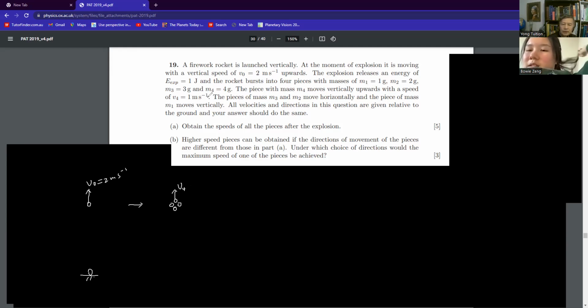And mass 3 is horizontal. The pieces of 3 and 2 move horizontally. Doesn't matter which direction. I can hardly read this, too small. And the piece of mass 1 moves vertically. It must be downward, right? Or not necessary, because they are moving together. So we don't know the direction of mass 1, but we certainly know there are 2 velocities. One is called V2, another called V3.